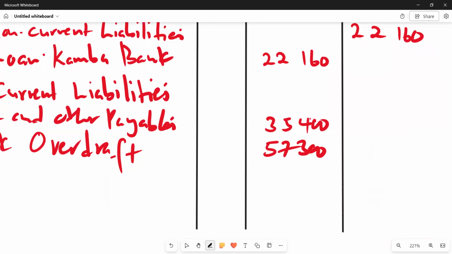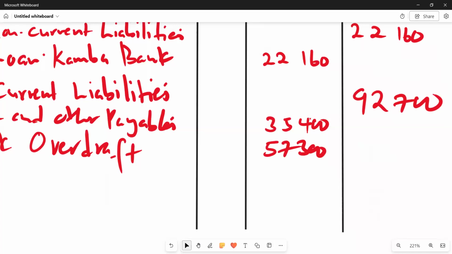And then we've exhausted our current liability, so we can now add 35,400 plus 57,300 to get the total, which is going to be your 92,700, which is supposed to come here for current liabilities.